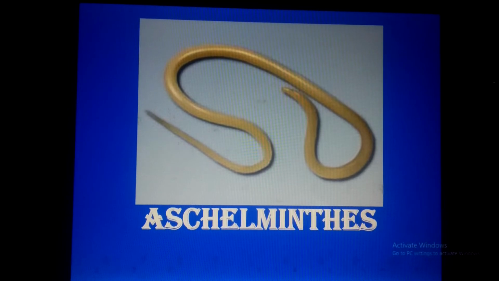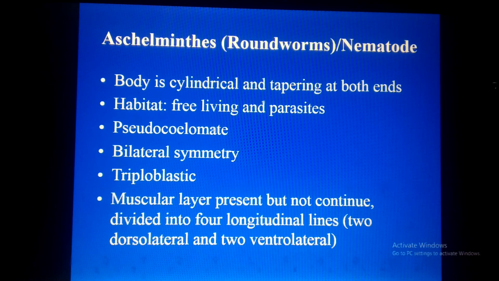Now I'm going to discuss the next phylum, that is Phylum Aschelminthes. I hope the first phylum, Platyhelminthes, is clear to you, and if the porifera, cnidarians, and Platyhelminthes are clear to you, you can easily understand Aschelminthes. Aschelminthes, as you can see here, their body is rounded, and that's why they are known as roundworms. Like Platyhelminthes, flatworms, Aschelminthes are known as roundworms.